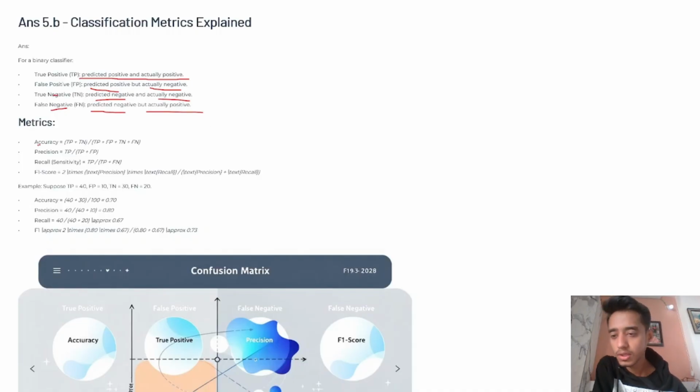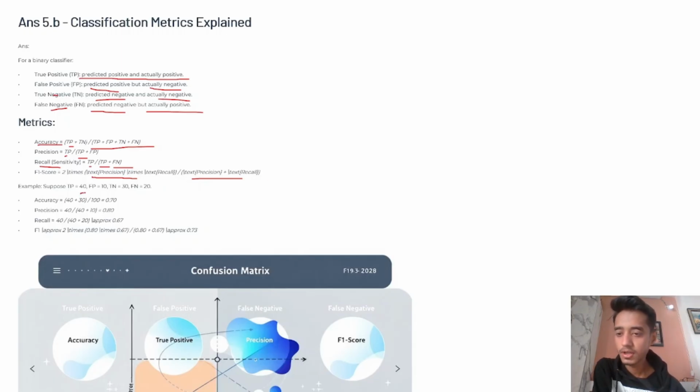And its metrics are: accuracy, which is true positive plus true negative divided by the whole; precision, which is true positive divided by true positive plus false positive; recall, which is true positive divided by true positive plus false negative; and F1 score, which is 2 times precision times recall divided by precision plus recall.